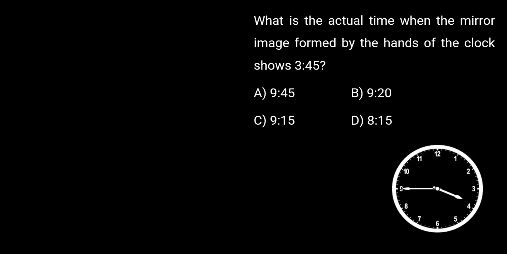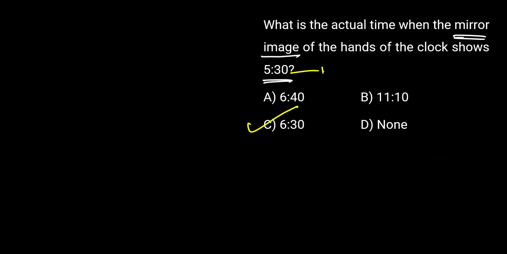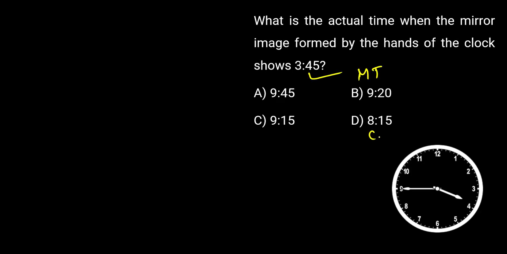Now what about 3:45? The mirror time is 3:45. What's your correct time? 8:15 is correct. Not 9:15. It is 11 hours 60, not 12 hours 60. Hours should be 11, minutes should be 60. Right? So be clear, at least with that only one answer. Hours 11, only 1 hour. Clear?